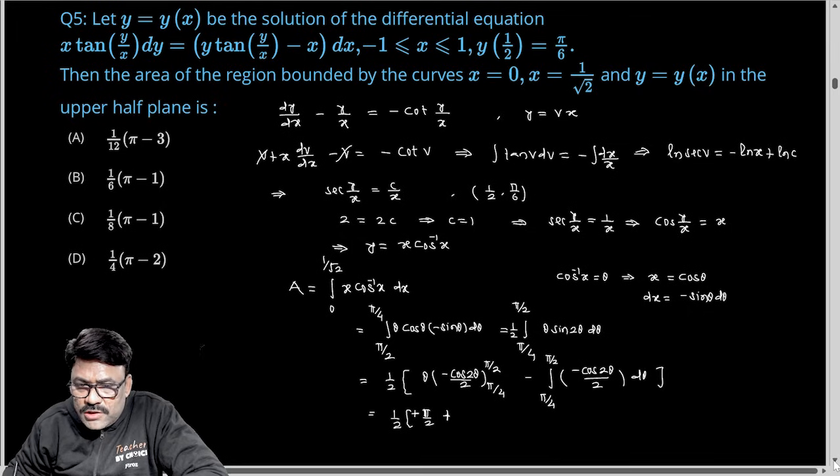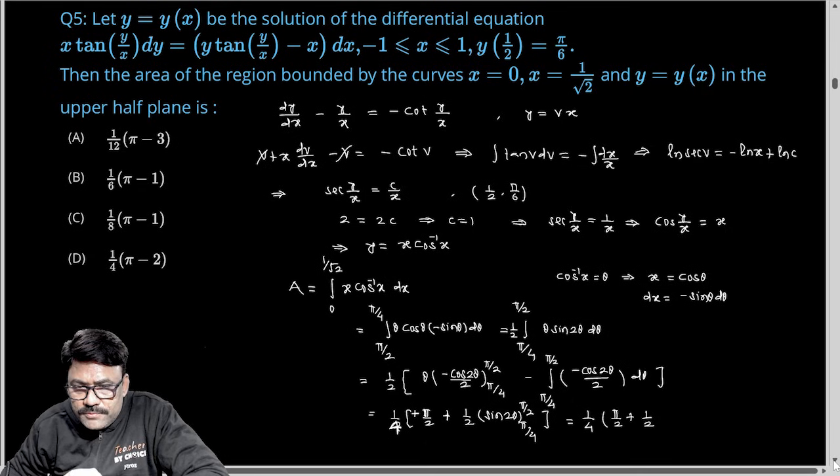Integration of cos 2 theta again, sine 2 theta by 2. So you will get half sine 2 theta. Limit is pi by 4 to pi by 2. Minus minus is plus actually here. I've taken 2 outside, so here you will get 1 by 4 actually. So now I'm getting 1 by 4 pi by 2 plus 1 by 2.